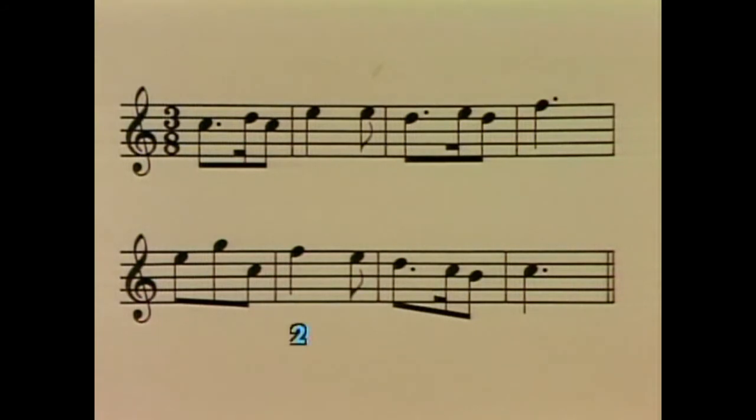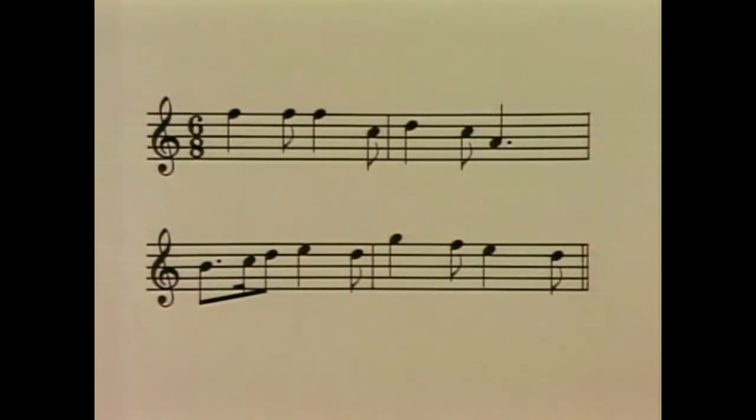1, 2, 3. 1, 2, and 3. 1, 2, 3. And finally, 6/8, remembering to make the slight stress on 1 and 4. And this is a tune called The Wood So Wild that was beautifully arranged by William Byrd. Are you ready? 1, 2, 3, 4, 5, 6.